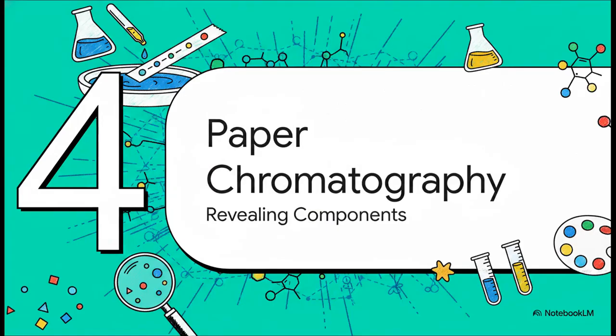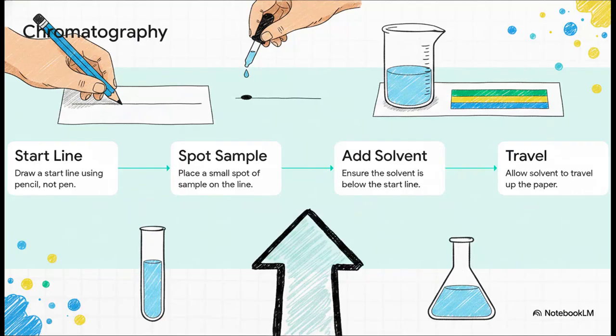Okay, moving to section 4, paper chromatography, revealing hidden components. By following these simple steps, we can unlock the hidden components of a mixture. Now, crucially, we use a graphite pencil to draw our start line. Why? Because pencil graphite doesn't dissolve in water.